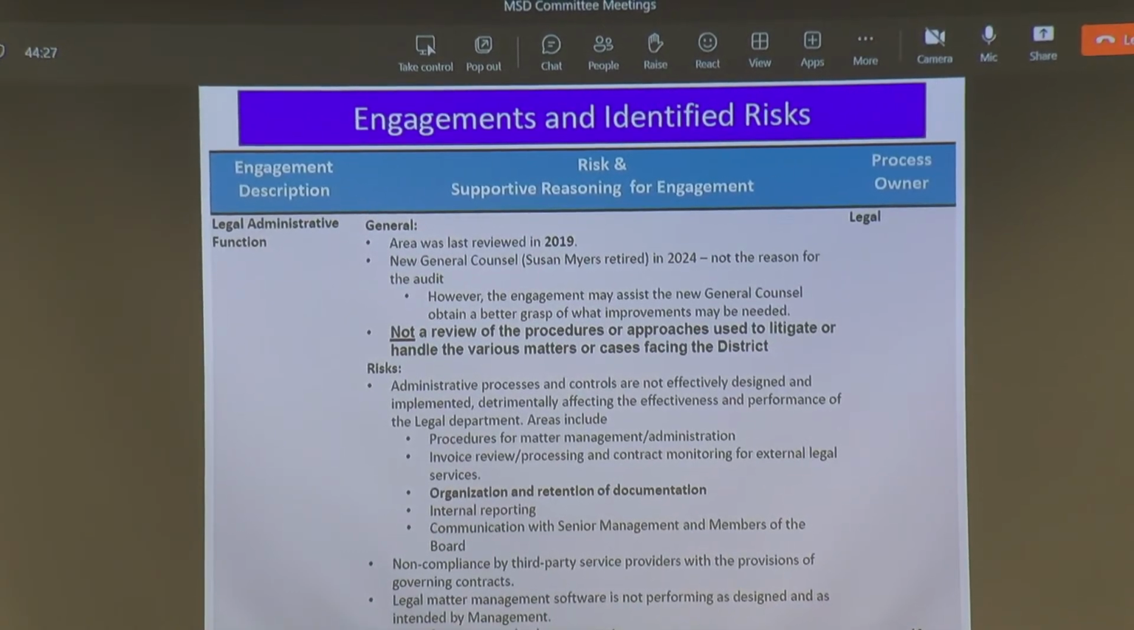Also, we're going to look at the organization and retention of documentation. Again, that's very similar to the IG audit, so we're going to hit some of that here. Legal obviously has a lot of documents. We'll make sure that third-party service providers are in compliance with the provisions of their contract. They do have several third-party legal firms that work for them, so to speak. We want to make sure their software system that handles the matter management is working properly as well. So, any questions, guys?